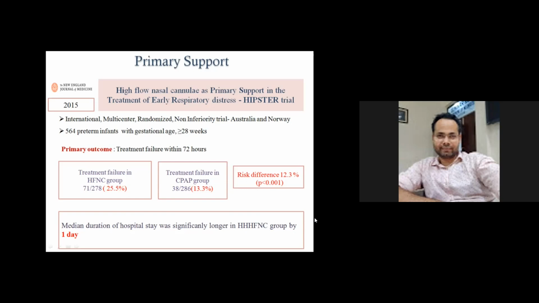What they found was that treatment failure in the HHFNC group was significantly higher, with a significant p-value of 0.001. They also found that the median duration of respiratory support requirement was higher in the HHFNC group by 1 day. So this was also significant.